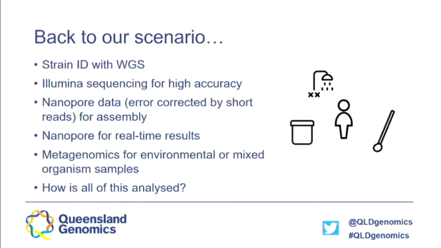So back to our scenario, we've covered that we can use whole genome sequencing to identify what strains we have. We've decided that Illumina sequencing is good for high accuracy data. If there's any important or interesting isolates, we might nanopore sequence them so that we can assemble some high quality complete genomes. We might also use nanopore for real-time results if we have any urgent samples that we want to know about. And we might also use nanopore for metagenomic analysis of that clinical sample or of any environmental samples. So how is all of this data analysed? How do we determine what strain they are? How do we determine what the resistance genes are in there?